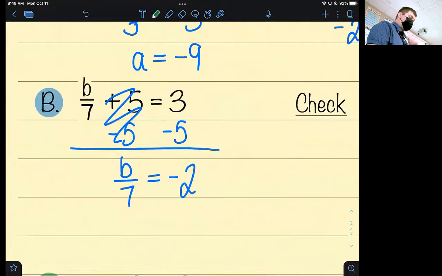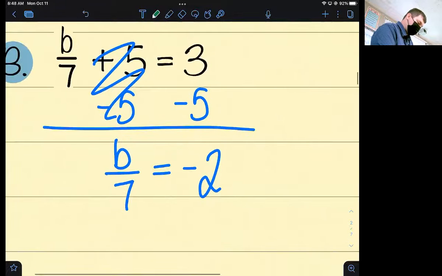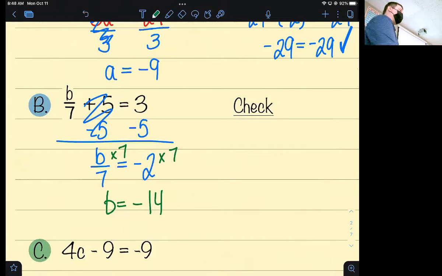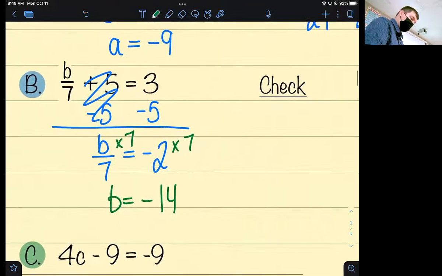Step 2 is get rid of the 7. Maddie and Tez, what is the opposite of dividing by 7? Good. And what is -2 times 7? That's right. We're done. We got the variable term by itself, and then we want to step beyond that. We got just the letter, the variable by itself. B equals -14.